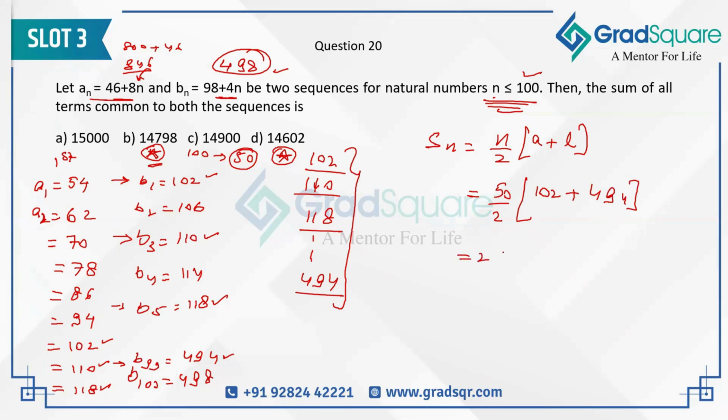If you look at this, you are going to get a 25 over here. 102 + 494 is going to be 596. So 25 into 596, your answer is going to be 14900. Option C is the correct answer for this question.